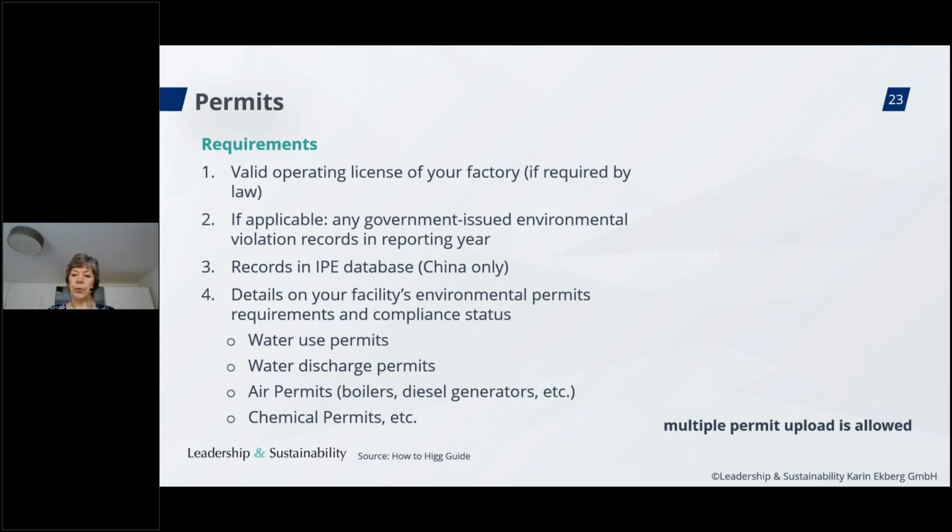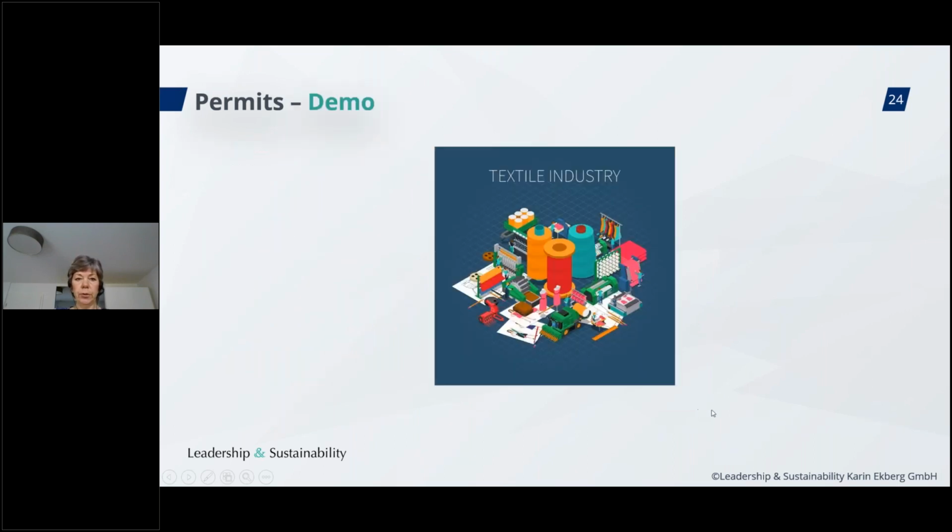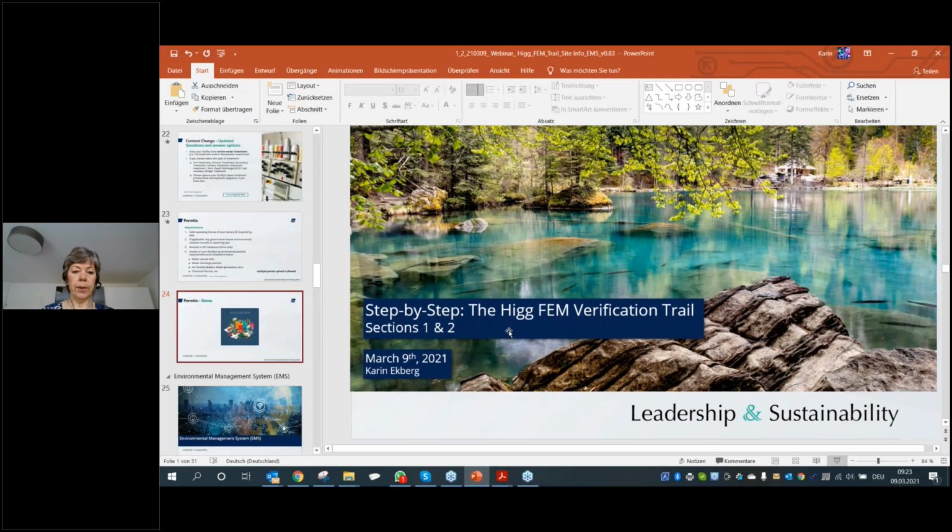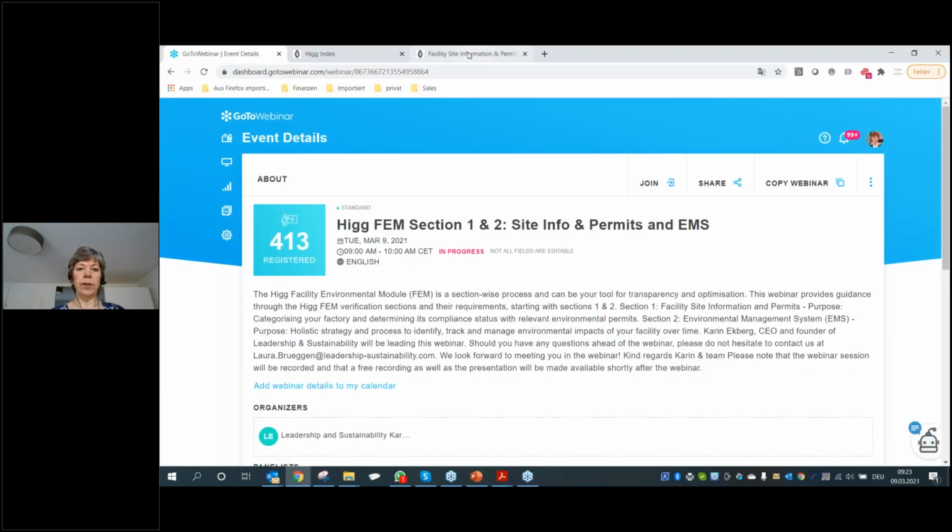And what is new is you can upload multiple permits. So it may be that, for example, for chemical permits, you have several different permits, and now you can upload several documents at the same time. And with that, I would like to go and show you online what it looks like. So let me go there.